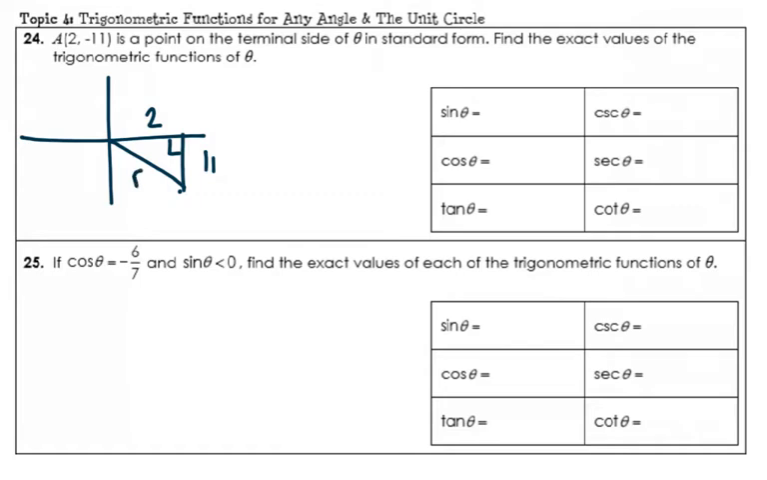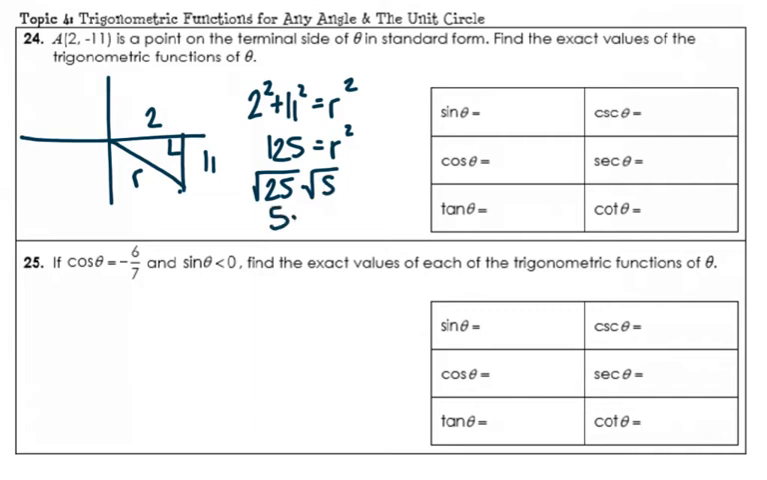Remember, that's my radius. So if I do 2 squared plus 11 squared, it has to equal r squared, just using the Pythagorean theorem. So we get 125 equals r squared. Remember, I'm going to write this as a perfect square. So the square root of 25 is 5, and I can't take the square root of 5. So it's actually going to be 5 square root of 5. Okay, so this is x, this is y, and now I know that my radius is 5 square root of 5. So think about angle theta being right here.